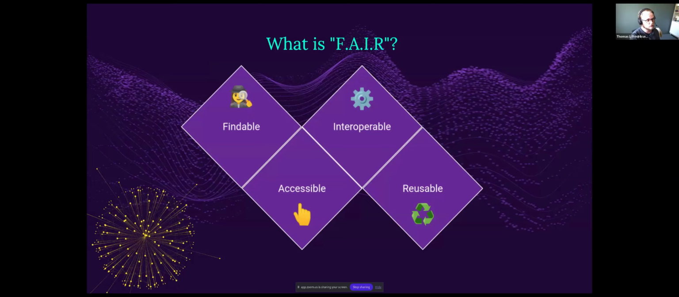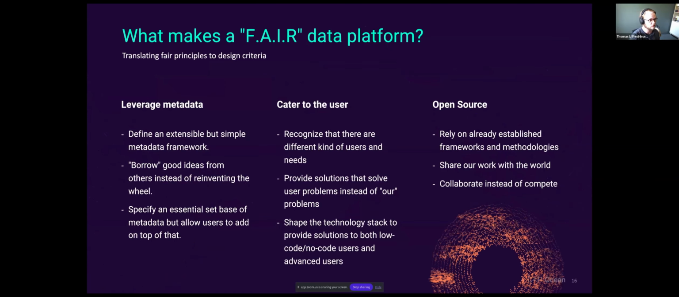A little bit about FAIR. FAIR is an acronym for Findable, Accessible, Interoperable, and Reusable, and stands as pillars for data sharing. And we have condensed the FAIR principles into some sort of guidestones for making this data platform. We will try to leverage metadata, but at the same time also borrow good ideas from others instead of reinventing the wheel.